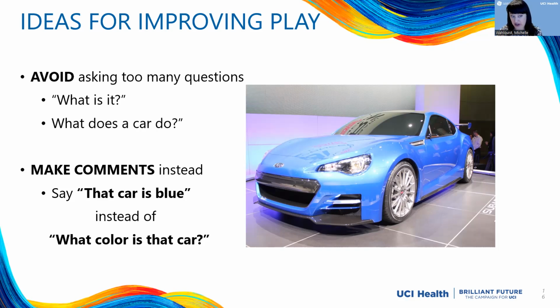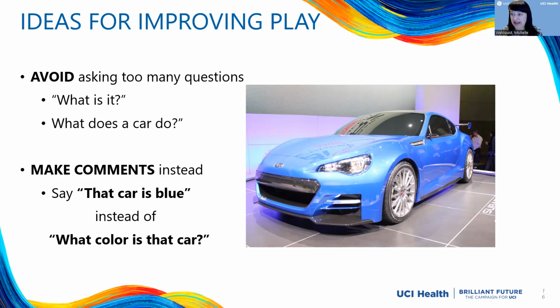So in order to avoid having a child learn that the only way you interact with people is by asking them questions, we want to try and make more comments when we're interacting with them or when we're playing. So instead of saying, "What is this?" I, as a parent, might say, "Oh, look, this is a car. And oh, it's blue. It looks really fast. I want to race this car." So I've not asked my child any questions. I've simply commented on what I'm seeing.